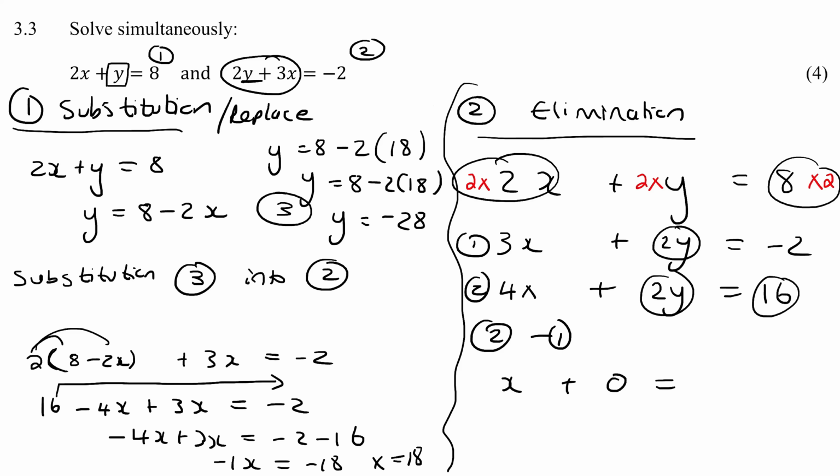And what is 16? Be careful now. What is 16 minus minus 2? So it actually becomes 16 plus 2, because it's 16 minus, and then there's also a minus. So 2 minuses make a positive. So you end up saying 16 plus 2. And so x is 18, just like we got over there.